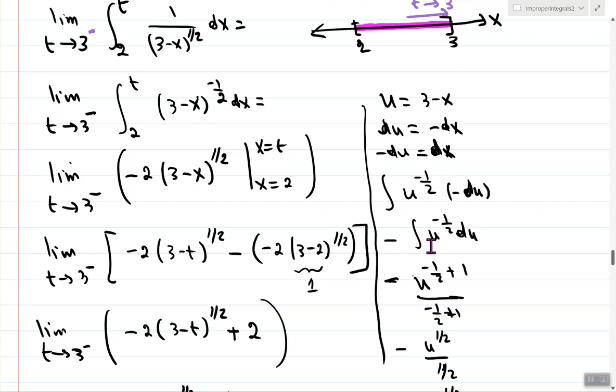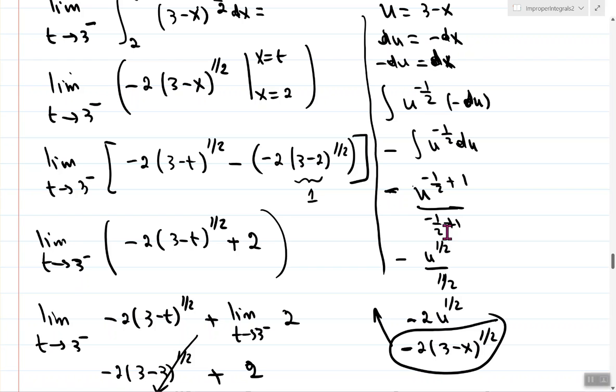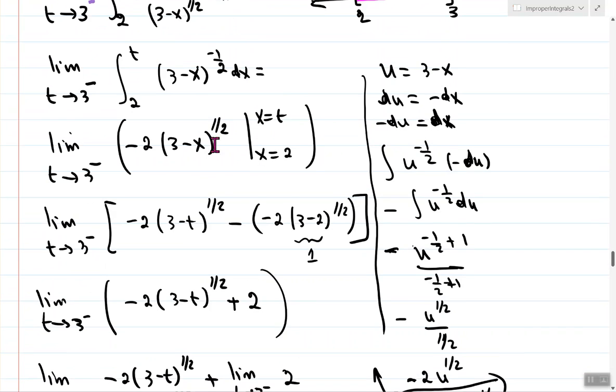the negative sign outside. We integrate u to the negative 1/2, which is u to the negative 1/2 plus 1 over negative 1/2 plus 1, and that gives us u to the 1/2 over 1/2, which, when you divide by a fraction, you flip and multiply, you get negative 2 times u to the 1/2. But u is 3 minus x, so you replace u by 3 minus x. So this is the answer that I'm going to bring over here.